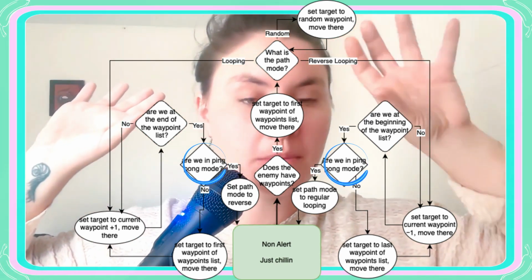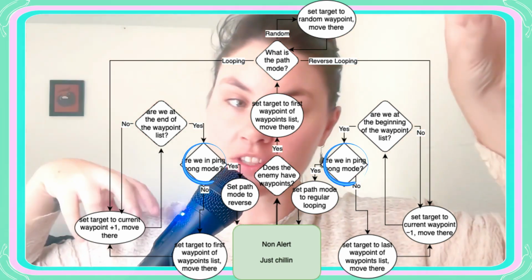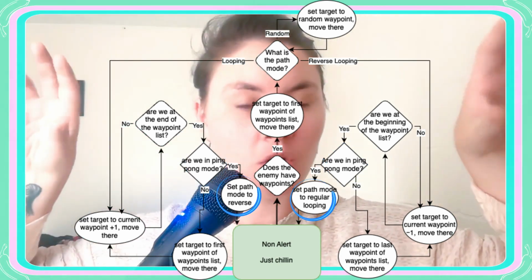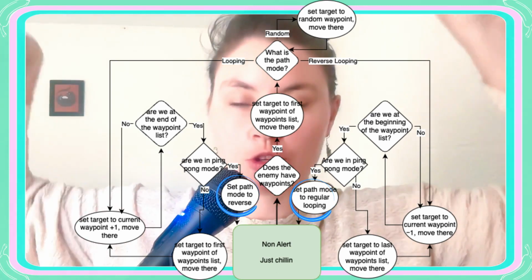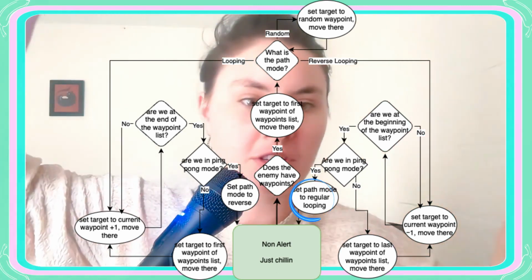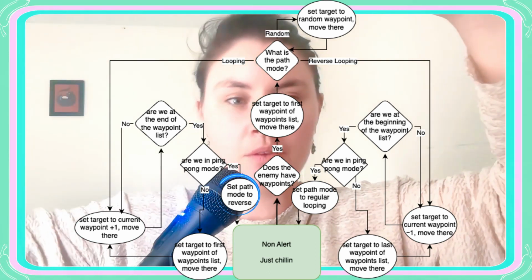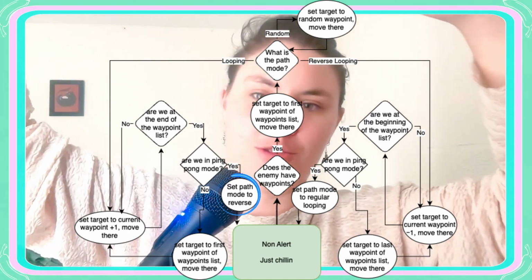After we move to the beginning of the list or the end of the list, we are checking, are we in ping pong mode? If we are, we're just going to switch the enum to the opposite one. So if we're in reverse looping, whoosh, we're going to regular looping. If we are in regular looping, when we hit that checkpoint, we're going to go to reverse looping.